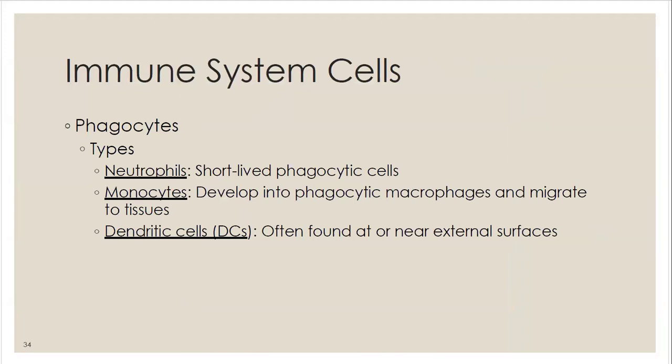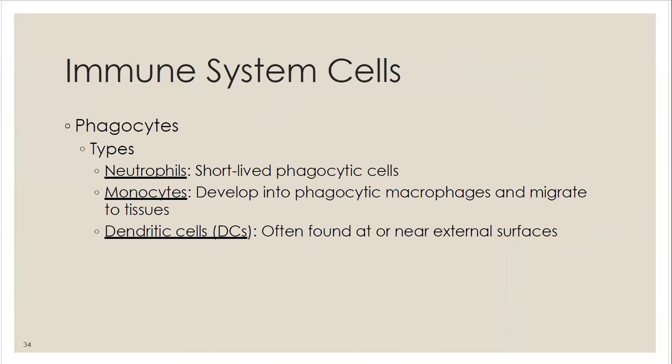All right, so phagocytes are crucial immune system cells that play a big role in defending the body against pathogens. They work by engulfing and digesting harmful invaders and debris. There are three main types.